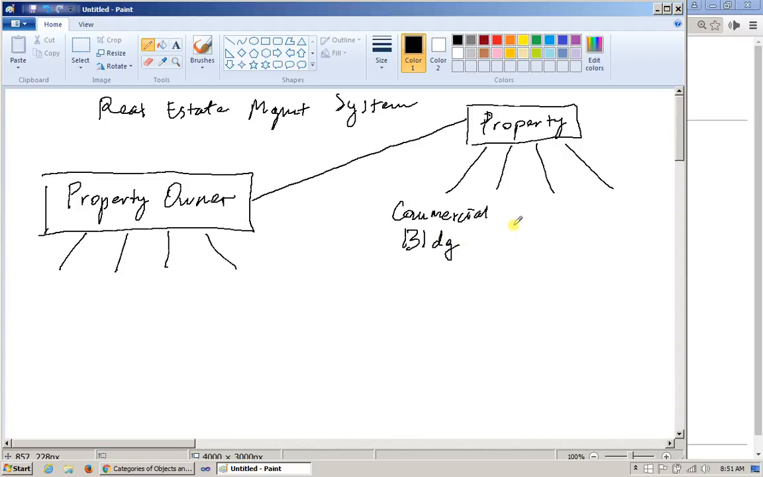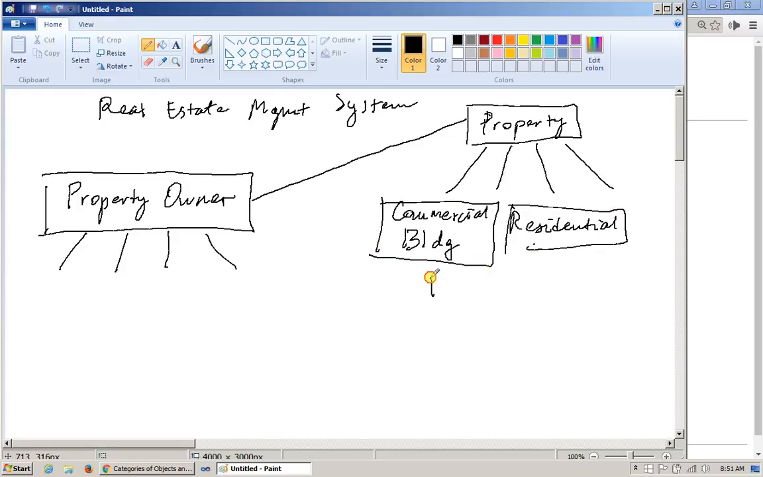It could be residential property, right? Residential, commercial. It could be something, I don't know, like a farmhouse. There could be different types. Warehouses and so forth. It depends on what your problem domain really does.